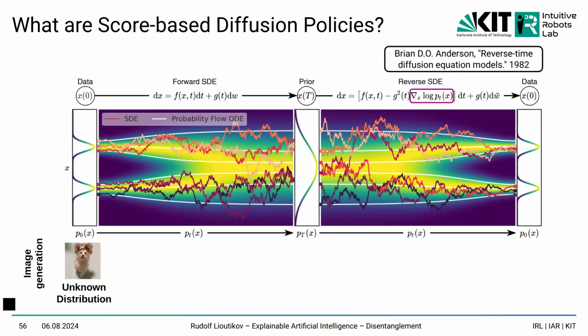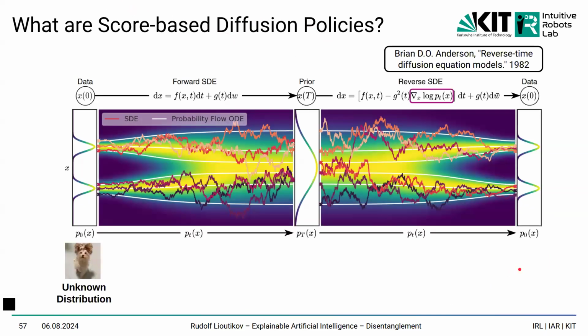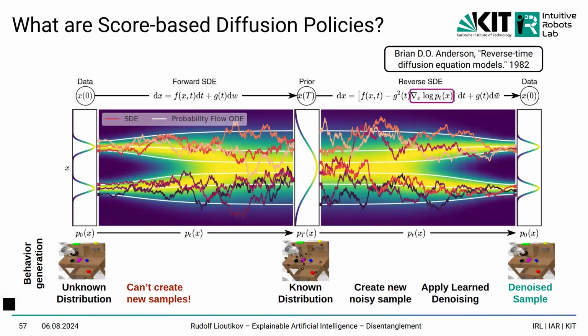So again, what this means is that we can generate images, right? We cannot create samples from this unknown distribution, but from the known distribution, the Gaussian distribution, we can leverage to create samples there. And then you follow the reverse SDE process, given the learned score function here, to create these denoised samples. And we can do the same thing for behavior learning, right? So we actually have behaviors afterwards.